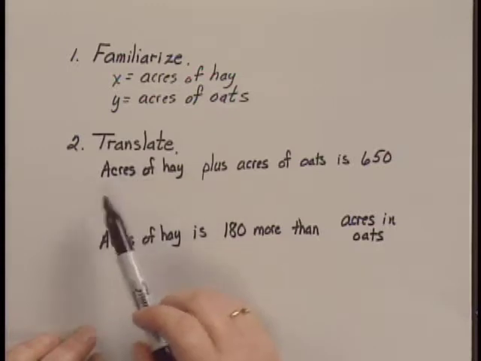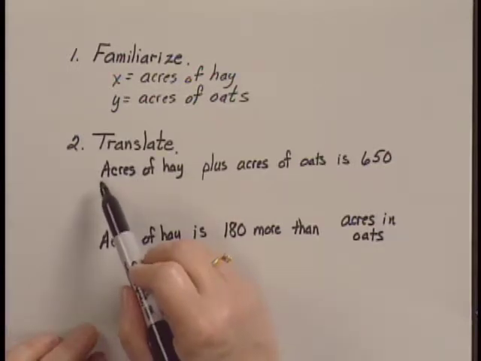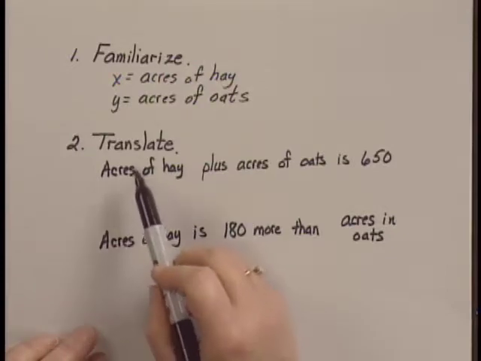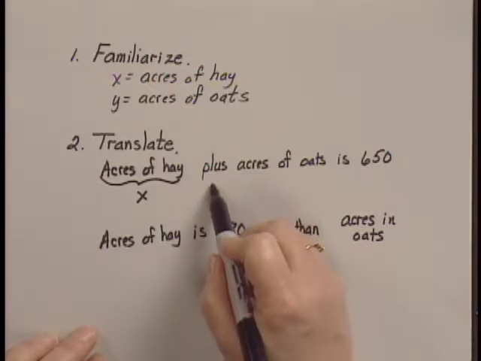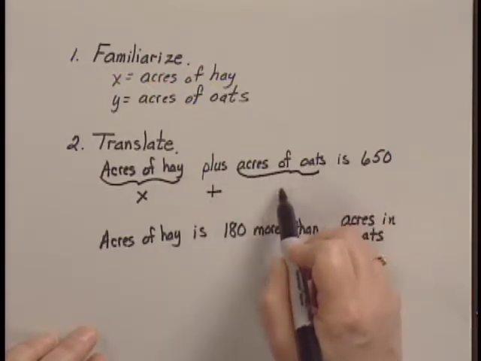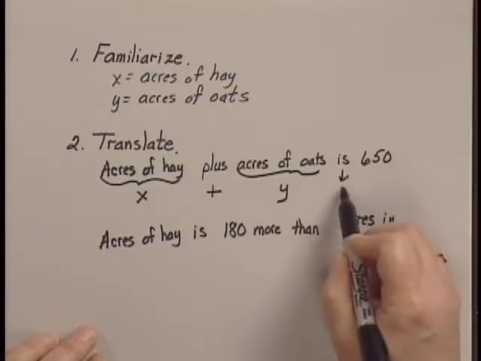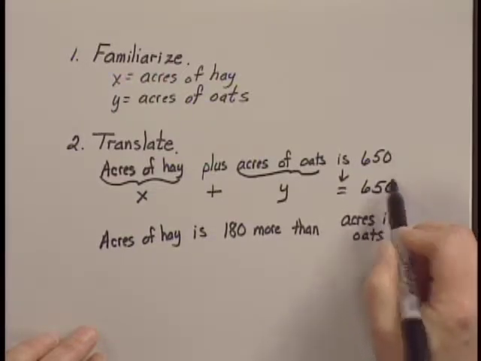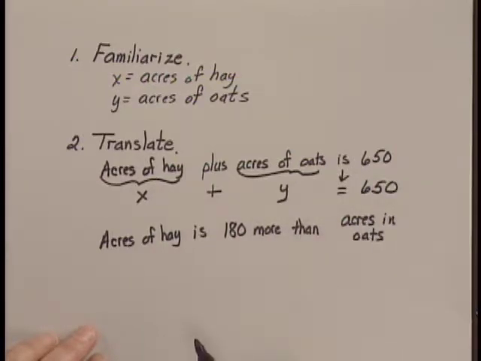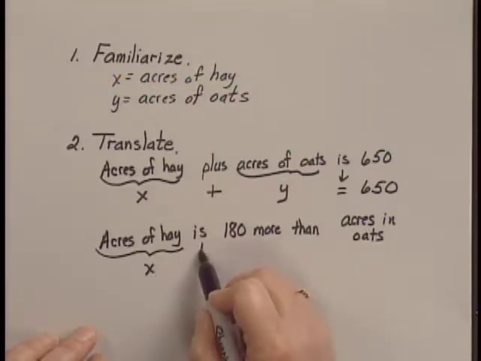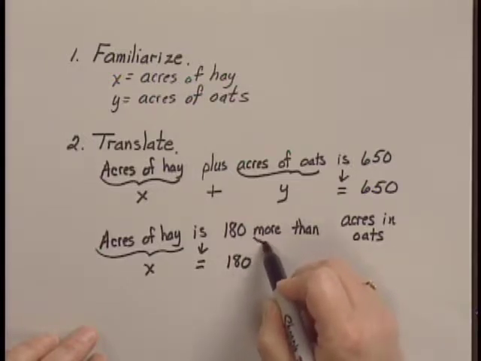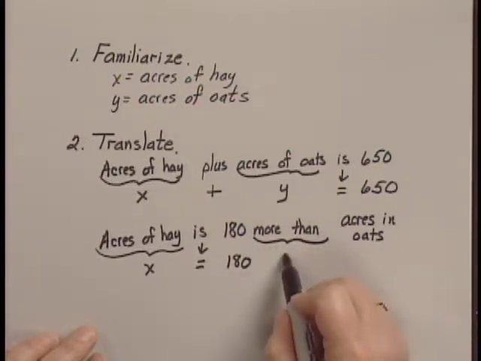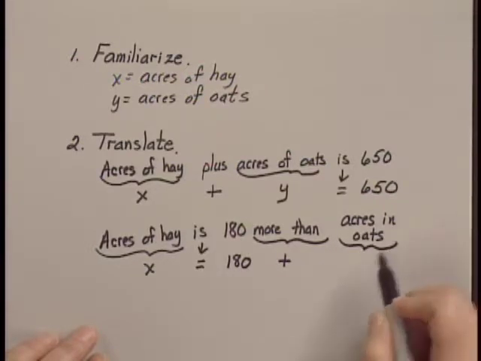Now to translate, we're going to use variables when we can, and numbers and symbols. The number of acres of hay we define to be x, plus the number of acres of oats we define to be y, translates to equals. And we have one relationship, x plus y equals 650. Also, we're told that the acres of hay, which is x, translates to equal 180, and then more than indicates addition. So we have plus acres in oats is y.